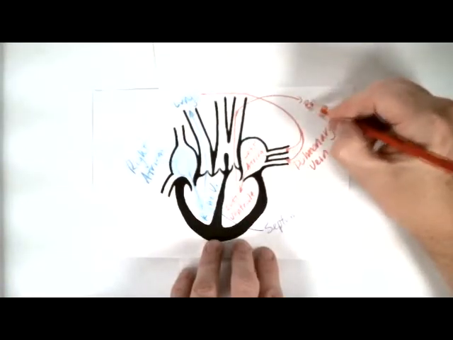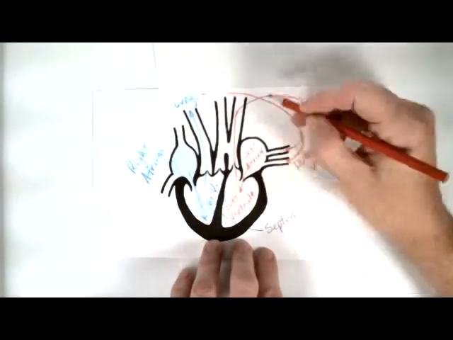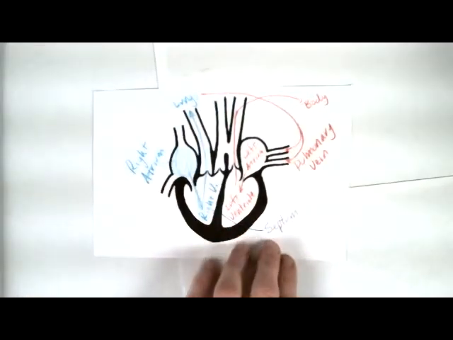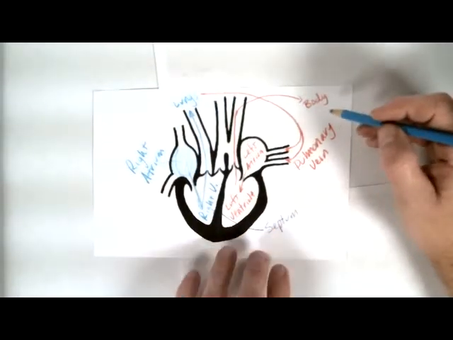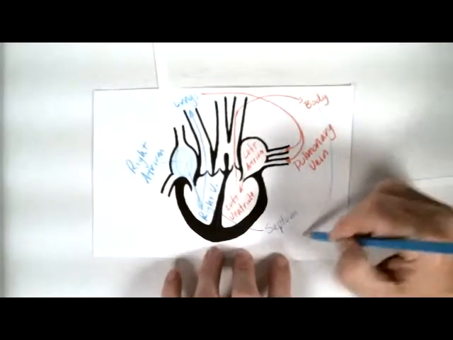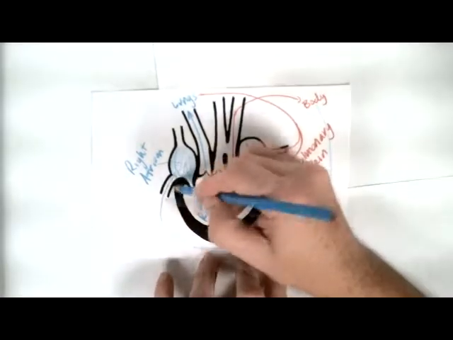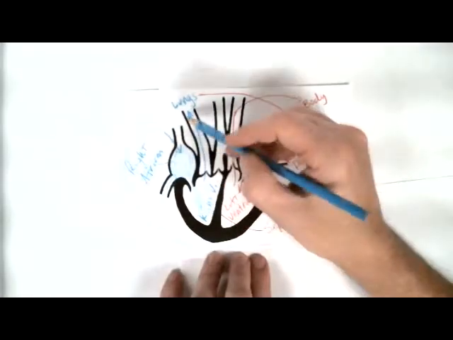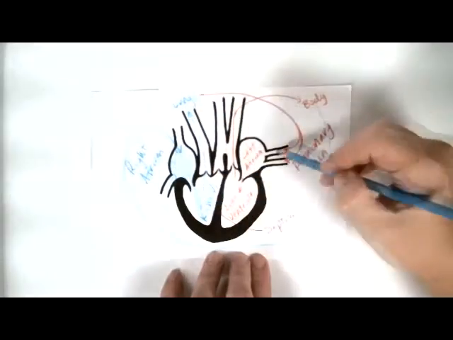I'll just draw it over here. Blood's going to come out to the body. Don't worry about this yet. Comes out to the body. Once it's out in the body, then oxygen's going to be released into the tissues. Carbon dioxide is going to be picked back up, and it's going to get pumped all the way back to the right atrium. Okay, so we have our dual circuit here.